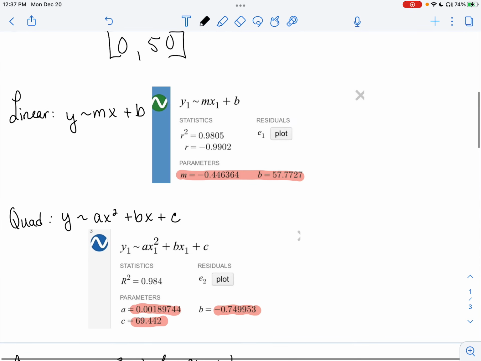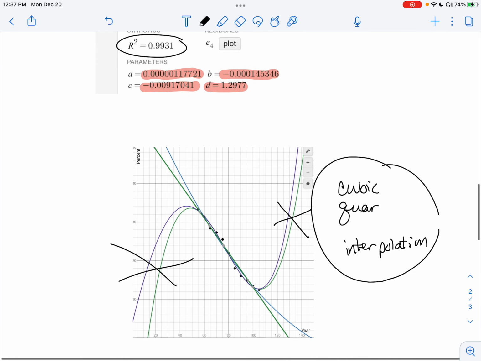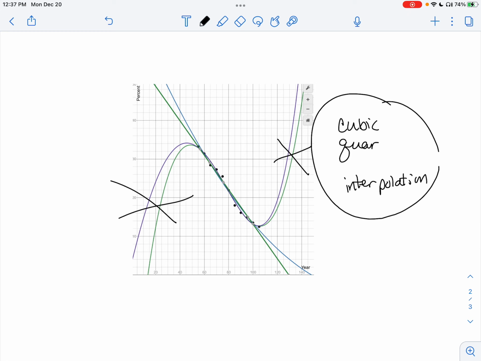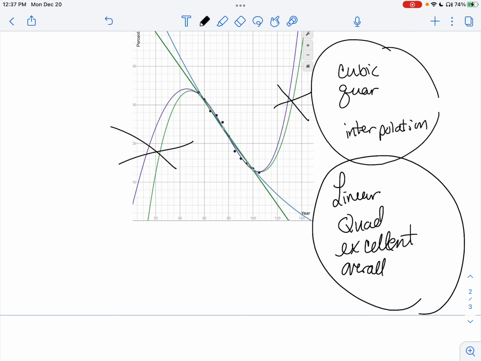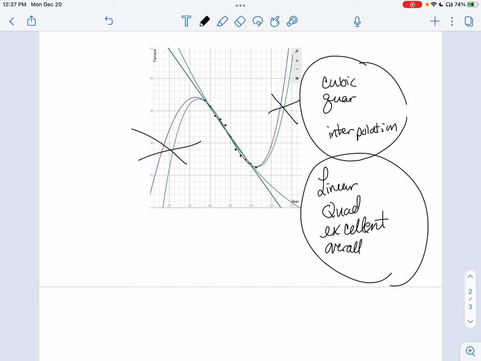I forget which color is which. Let's see, linear is green, quadratic is blue. I really like the quadratic model because it kind of comes down and levels itself off a little bit, whereas the linear just continues this downward descent. But I'm going to say that the linear and the quadratic are really excellent models overall. If you only had to pick one, I would pick one of those two. I'm pretty happy with both of those for determining the future. I might go with the quadratic for the future and maybe the linear for the past.